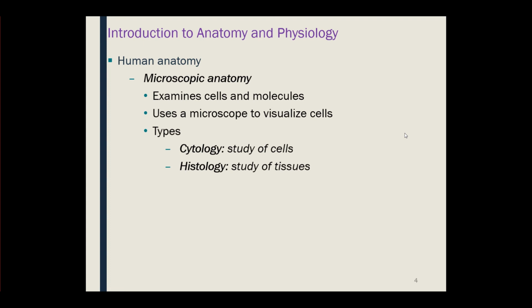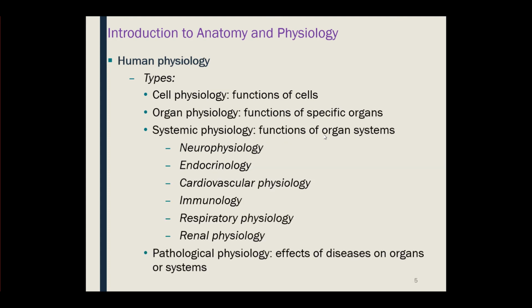There are two types of microscopic anatomy that I'd like you to know. The term we use when we study cells is called cytology. Cyto means cell, and ology means to study. Histology would be the study of tissues. If you were looking at muscle tissue, connective tissue, or epithelial tissue, we would call that histology. And in this course this semester, we're going to be doing both histology and cytology.